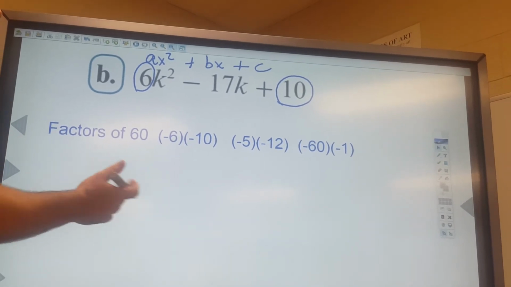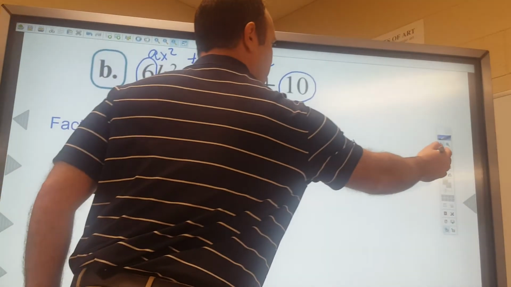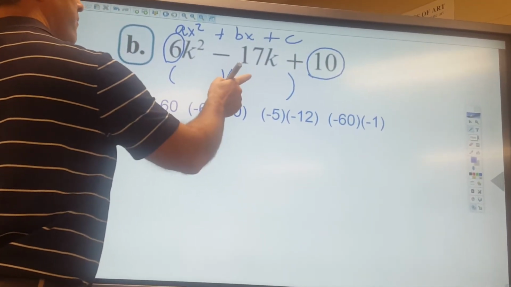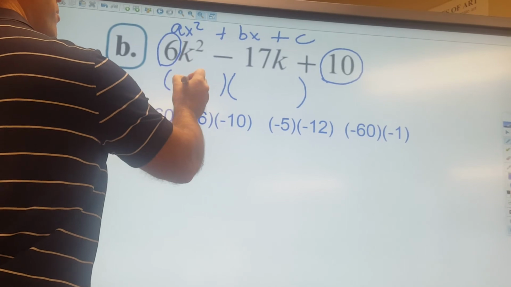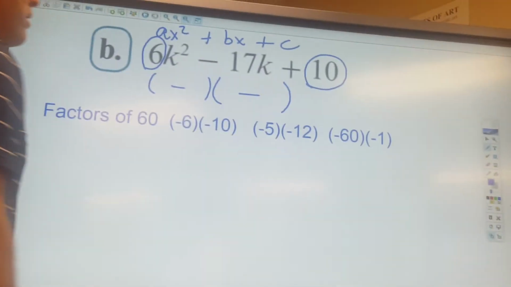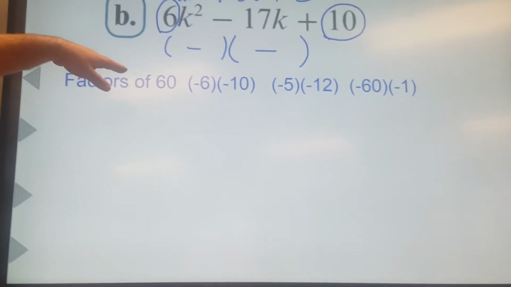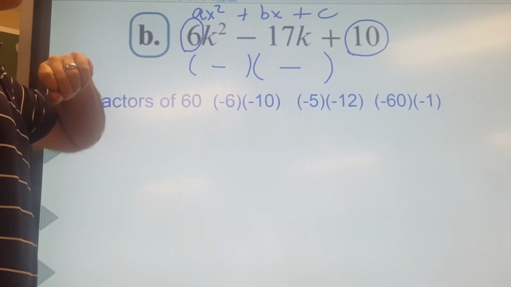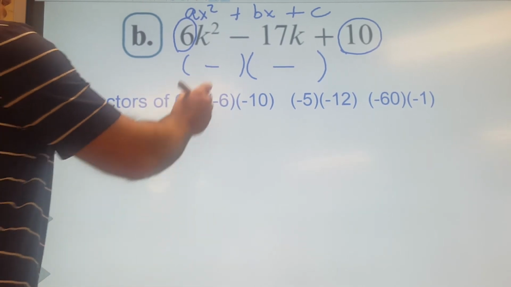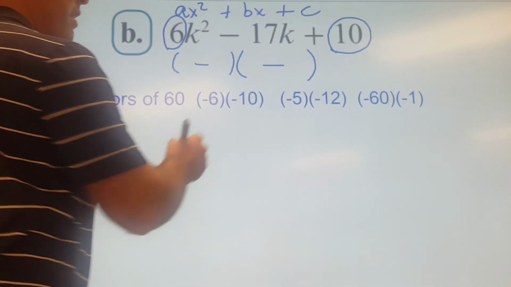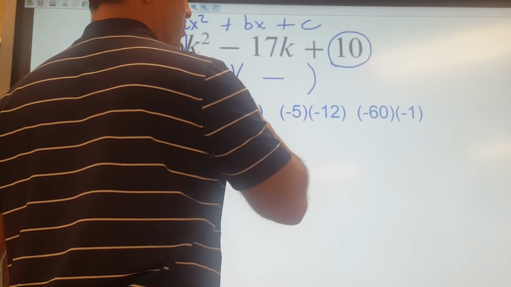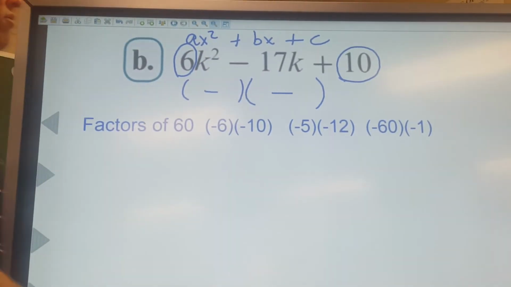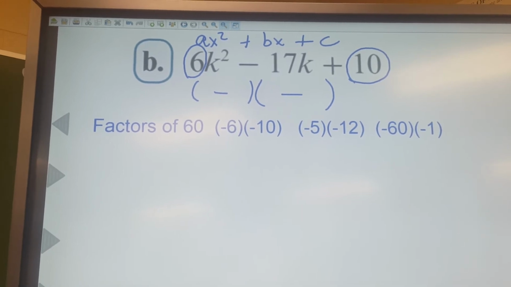Now, if you remember the signs of these, if we're going to figure out the signs of a problem like this, since that's positive and that's negative, remember it's going to be negative, negative. So after we multiply to get 60, we're going to look at the factors of 60, but we want both of them to be negative. So I wrote out a few here. Negative 6 times negative 10 would give me 60. Negative 5 times negative 12 gives me positive 60. Negative 60 times negative 1 gives me positive 60. So we look at all those.